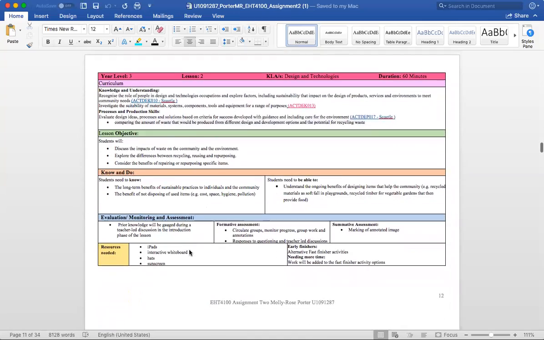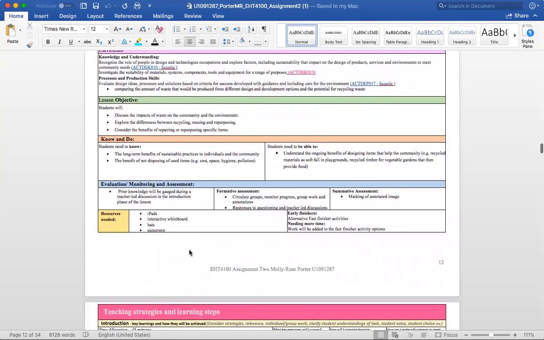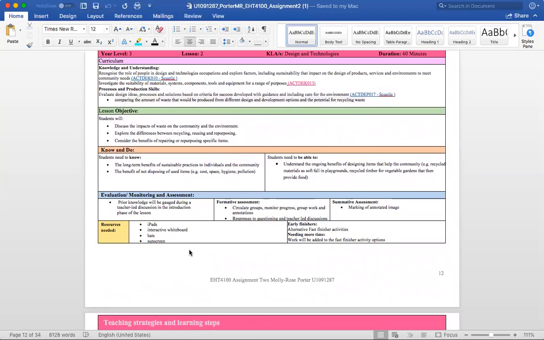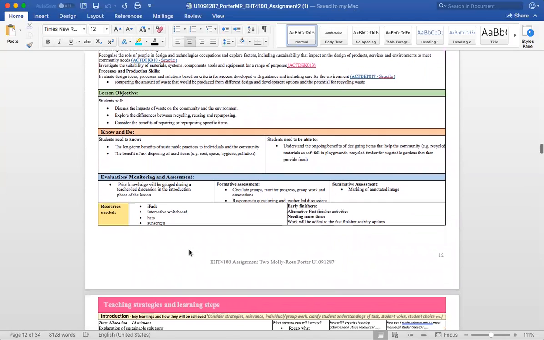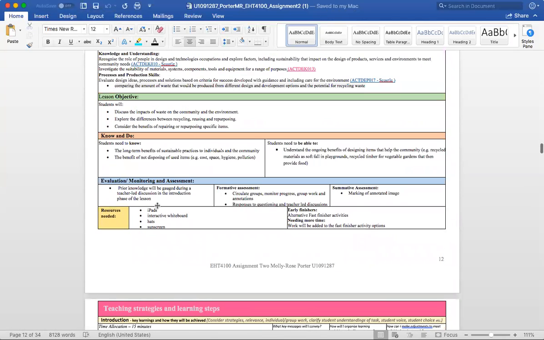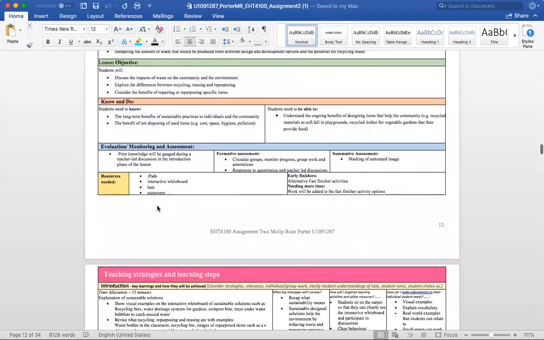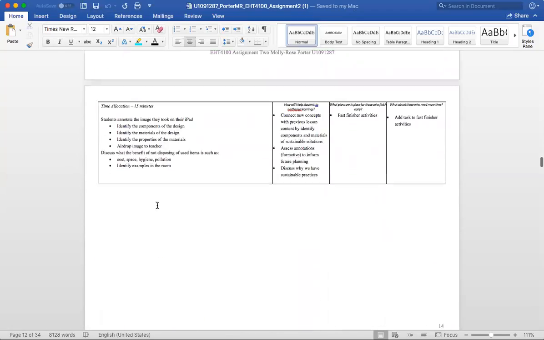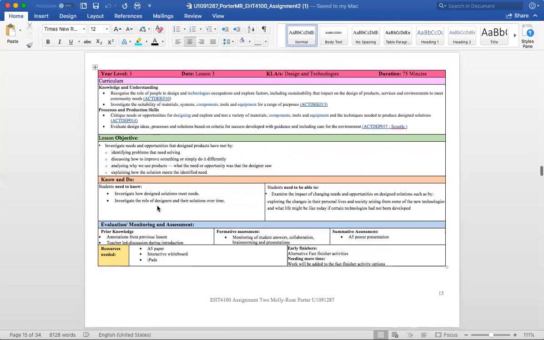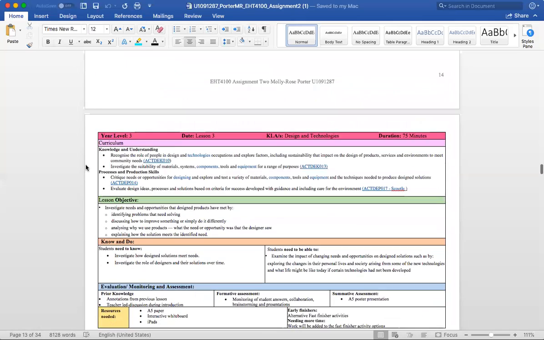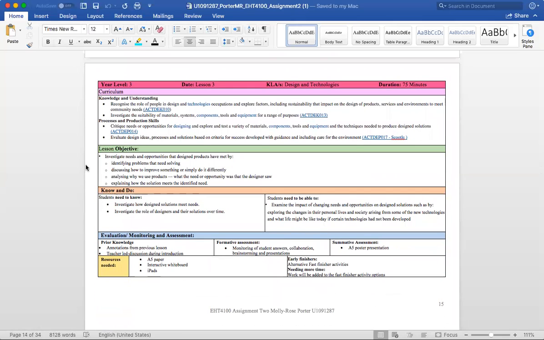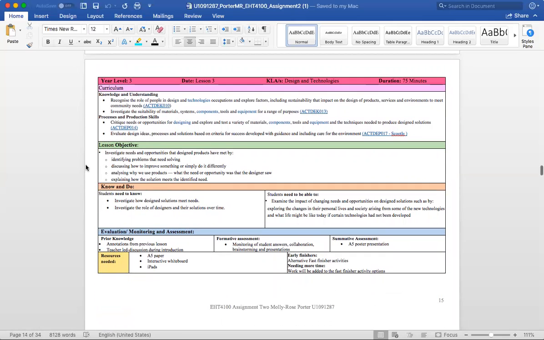They then go on to look at the role of a designer. They recognize what designers do, how they design things to meet a need, for example, sustainability, which is the focus of this assignment. They also evaluate ideas by going out into the school and taking photos of suggestions around the school, such as recycling bins, compost bins, and vegetable gardens.